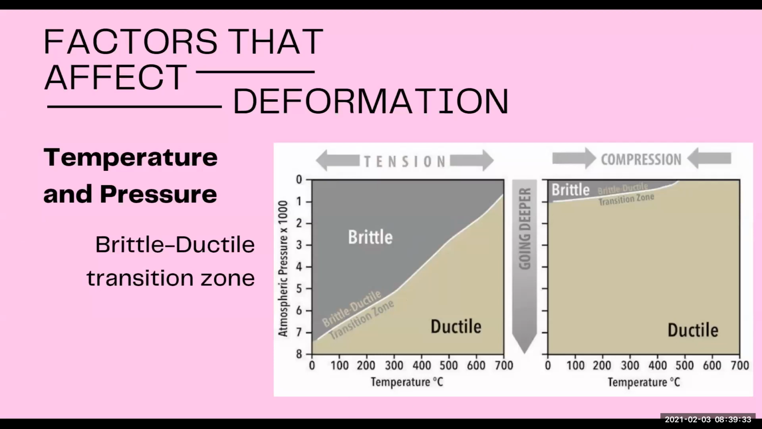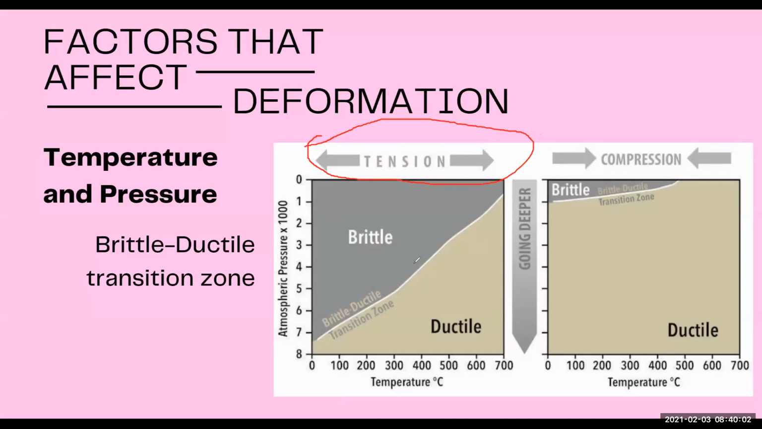So usually kasi 'di ba, as we discuss in Earthsci, ang pressure at ang temperature ay laging function lang din siya ng depth. Usually laging gano'n. Pag palalim ng palalim, pataas ng pataas yung pressure, pataas din ng pataas yung temperature. So kung mapapansin niyo dito sa tension, pag yung stress na na-apply dun sa rock ay tension, anong mapapansin niyo dun sa brittle ductile transition zone?